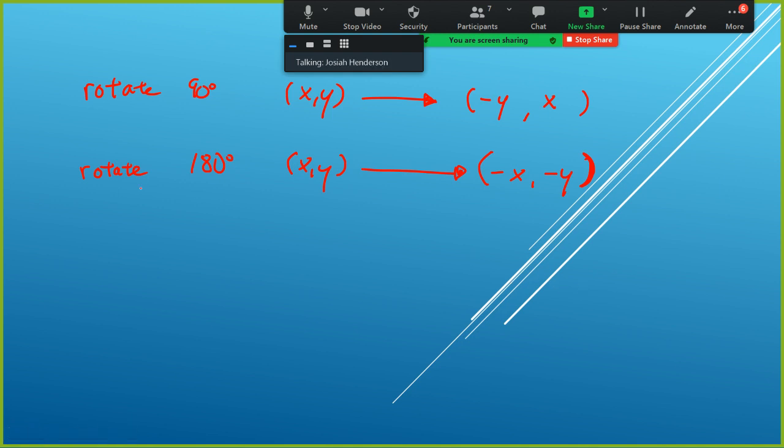And then last, 270. All XYs become YX, and our X number switches and gets made negative. So it becomes Y negative X. See how now that we have them written together, maybe if you look at 90 degrees and look at 270 degrees, you see how they're the same, but the different number gets negated.